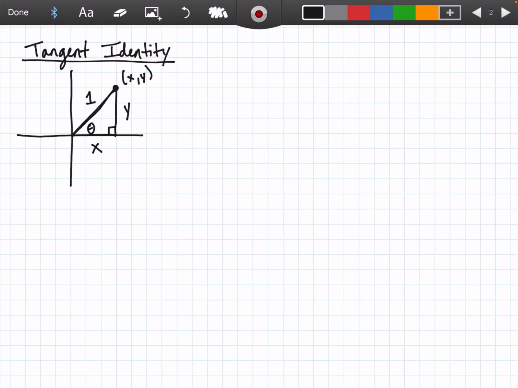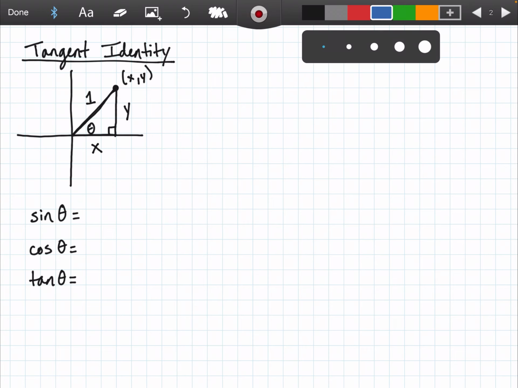With this diagram in mind, of a triangle with hypotenuse 1 and sides x and y, let's take a moment and identify sine of theta, and then cosine of theta, and then tangent of theta.